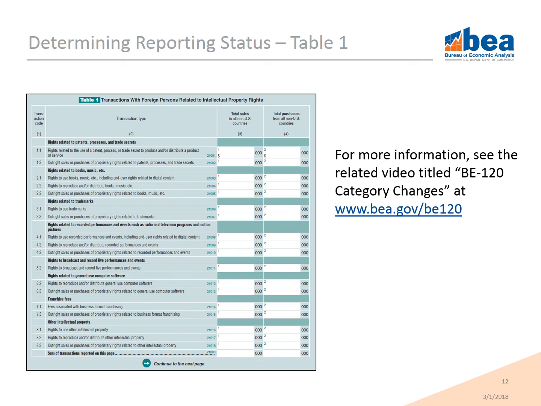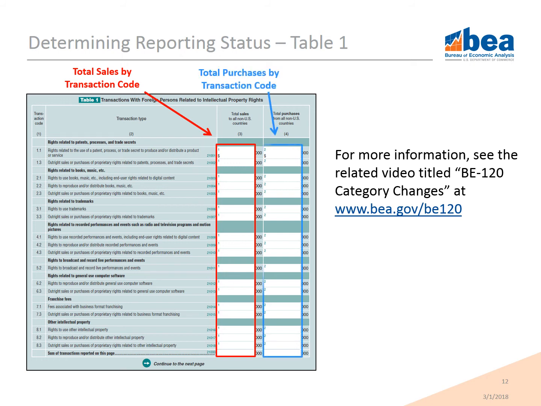Respondents should report their total sales to foreign persons for each transaction type in column 3 of the table, and their total purchases from foreign persons for each transaction type in column 4. Amounts should be reported in thousands of US dollars. For example, 1,200,000 should be reported as 1200. Round amounts of less than $500 to 0.